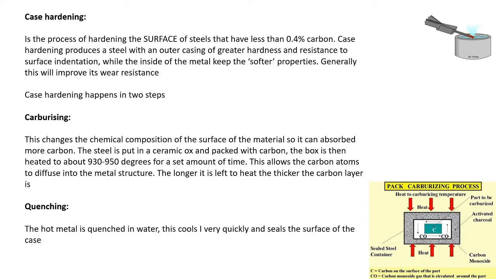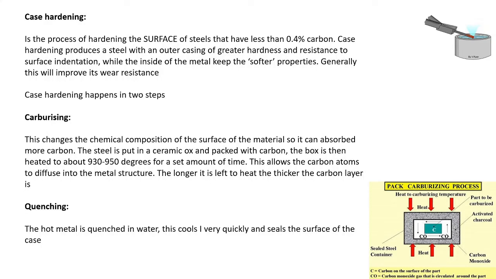Then you've got case hardening. This is the process of hardening the surface of the steel, not the actual internal part of it, hence the name case, so case going around it. This is for steels that have less than 0.4% carbon. Case hardening produces steel with an outer casing of greater hardness and resistance to surface indentation, while the inside of the metal keeps the softer properties. Generally, this will improve its wear resistance. Essentially, it's just putting a protective covering around the metal so it can avoid more wear and tear.